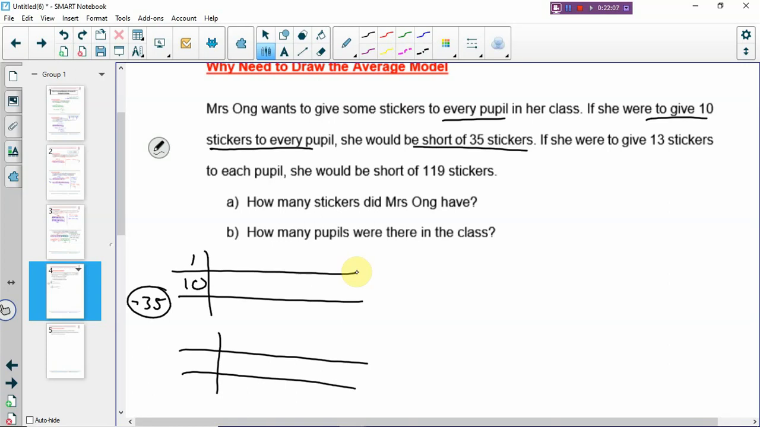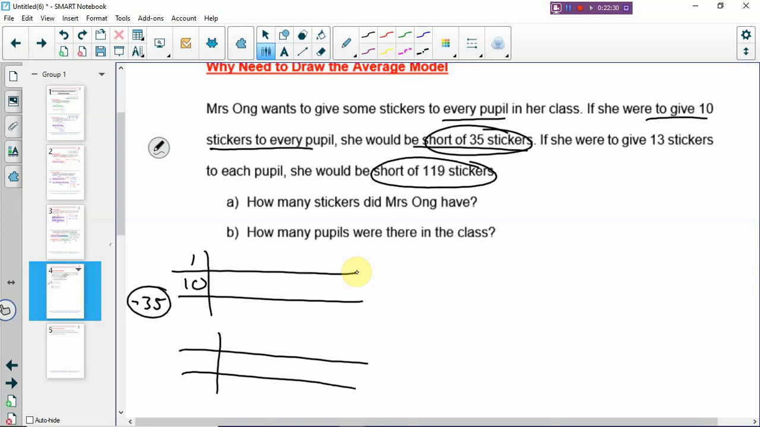You can only use this method if the numbers are a bit smaller, right? Like over here, you can see the numbers are so big. So I will not want to use this method. The other method that I can use is, of course, the model drawing, the average model, which I call the average model, or you can also call the excess and shortage model.